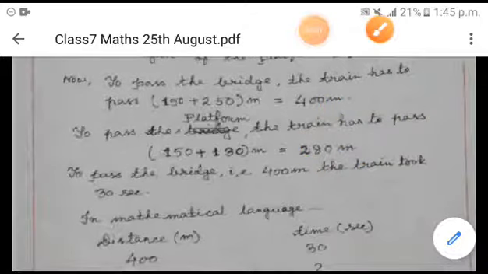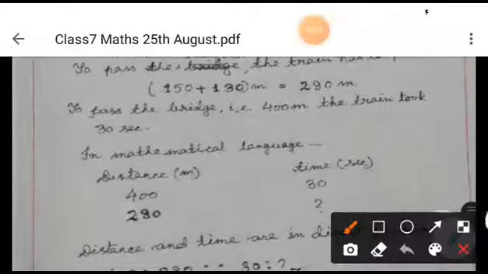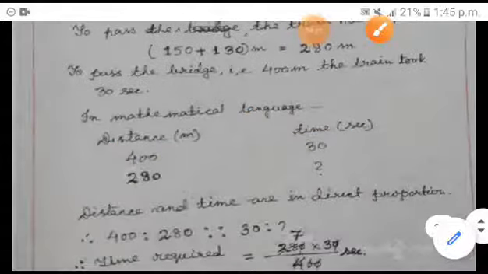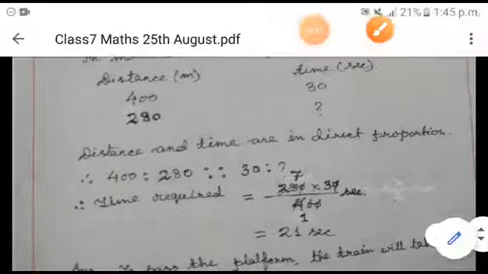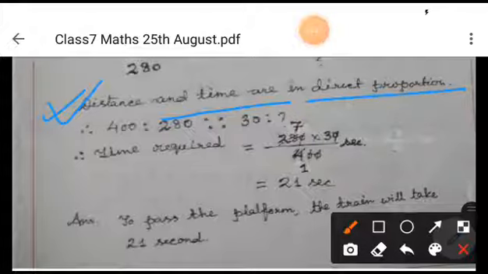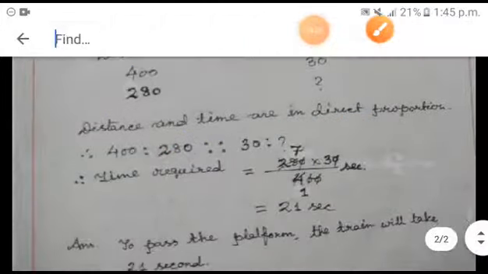Now we will have to write in mathematical language. On one side you are going to write distance in meters, on the other side time in seconds. So the train is covering 400 meters in 30 seconds. So in what time will it cover 280 meters? So you know that distance and time are in direct proportion. We are writing the relation that distance and time are in direct proportion. So both the data you are going to write downwards.